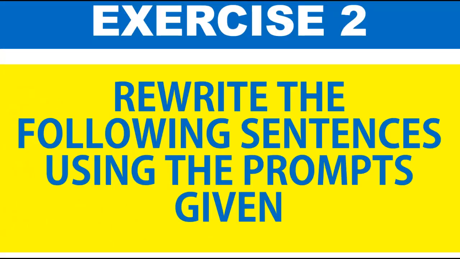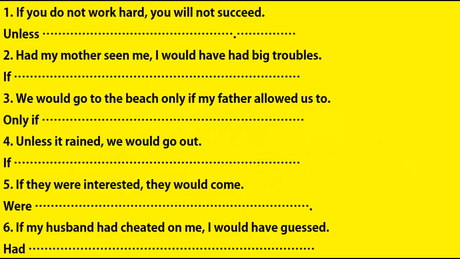Exercise number 2. Rewrite the following sentences using the prompts given. Number 1. If you do not work hard, you will not succeed. Starting with "unless." Number 2. Had my mother seen me, I would have had big troubles. Starting with "if." Number 3. We would go to the beach only if my father allowed us to. Starting with "only if." Number 4. Unless it rained, we would go out. With "if." Number 5. If they were interested, they would come. Starting with "were." And number 6. If my husband had cheated on me, I would have guessed.